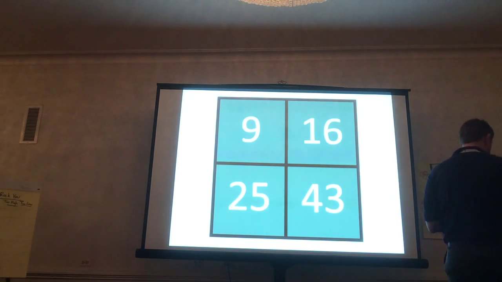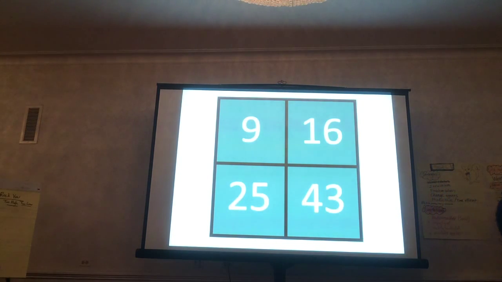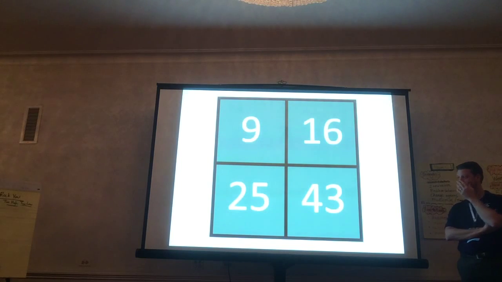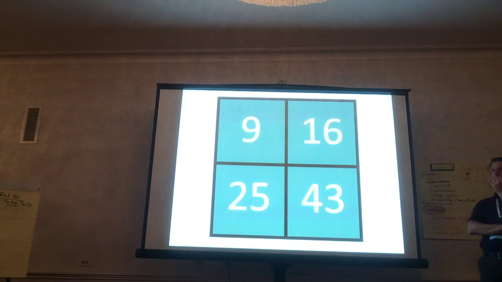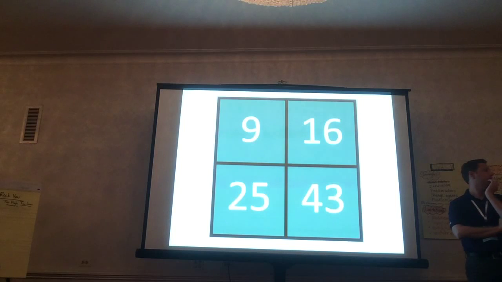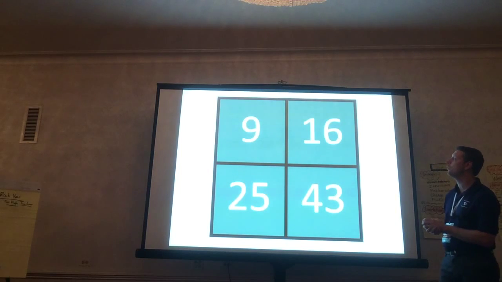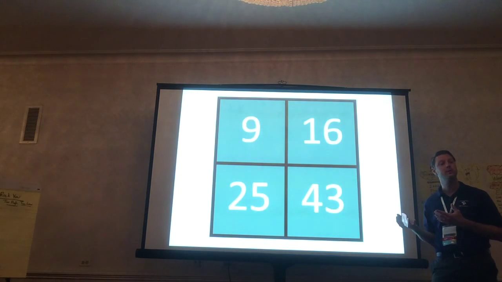Take a look at these numbers, and again in your head, and then we'll have a chance to share. Pick which one of these four doesn't belong. Which one would you pull up? Take just a minute. Okay. All right, turn to your neighbor and describe which one you decided to exclude and why.